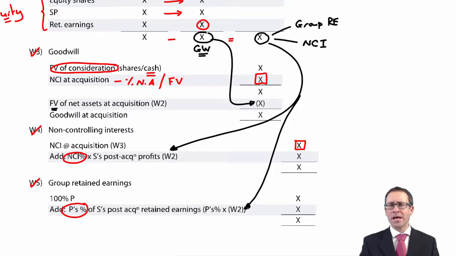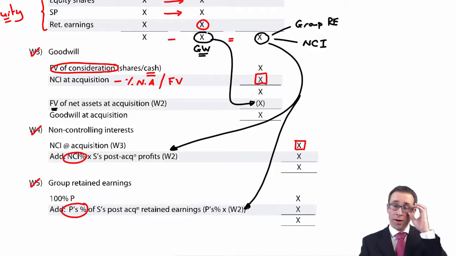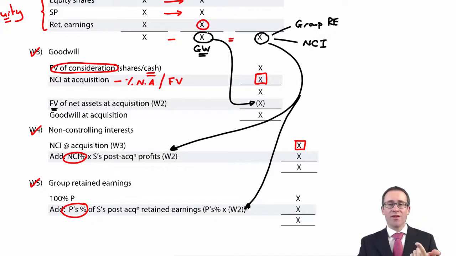Okay, there we go. So there's 5 standard workings. Of those 5, you only need 2, 3, 4, and 5. Okay, I always like to still throw in working number 1, just to get you thinking about the NCI percentage, how the NCI is measured, and what the acquisition date is, because I think the more you pick that up early on, the better things then become. Okay, there you go. That's all of the workings.